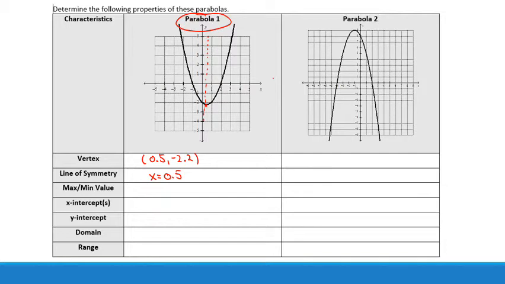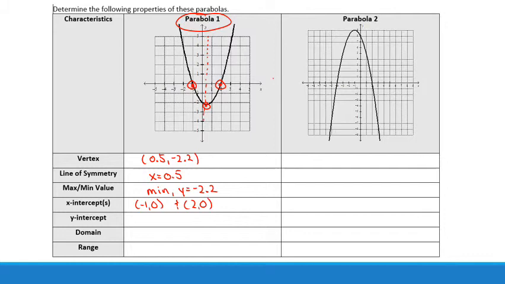All right, maximum or minimum value. So seeing this vertex is at the bottom, we know it is a minimum value. And again, it is whatever the y value is of the vertex. So y equals -2.2. The x-intercepts, you can hopefully see the x-intercepts right here and right here. This is where the parabola is crossing the x-axis. So they would be (-1, 0) and (2, 0).